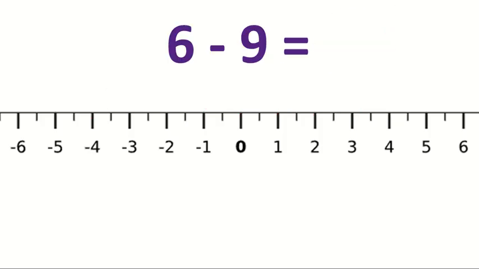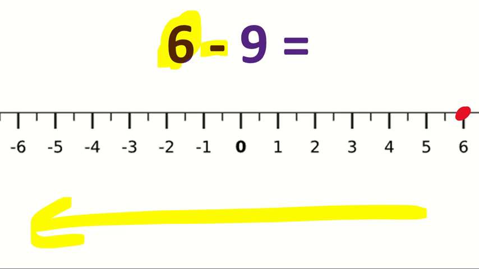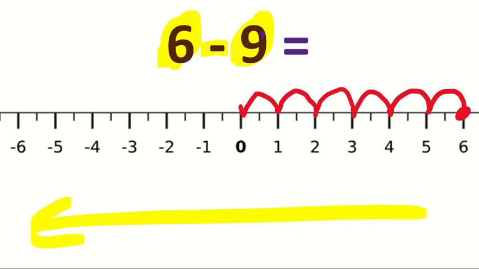Let's keep going. So we're starting at 6. Let's put our dot above 6. And we're subtracting, which means since we're just subtracting a positive number, we're going to the left 9 spaces. So let's go to the left 9 spaces. 1, 2, 3, 4, 5, 6, 7, 8, 9. And we'll drop the dot right there, which means that 6 minus 9 is negative 3.